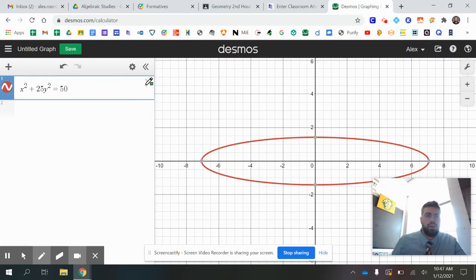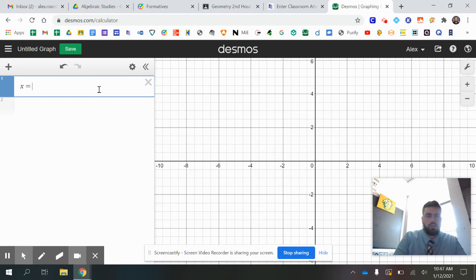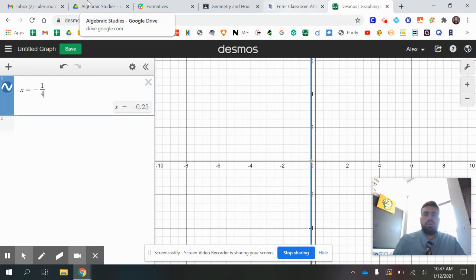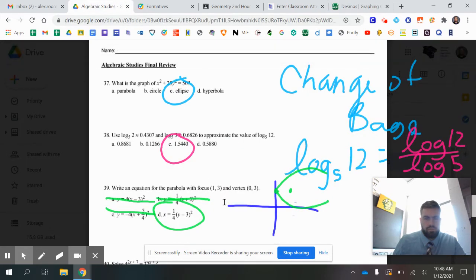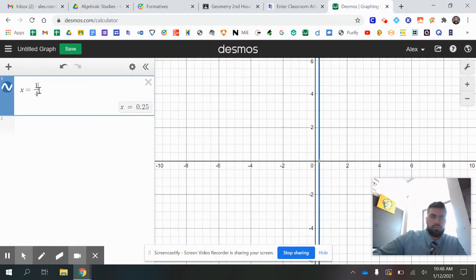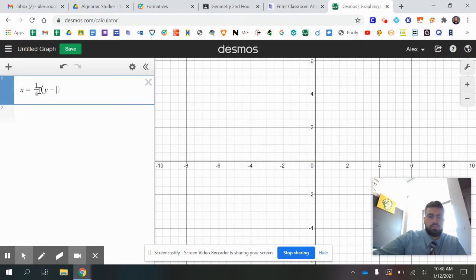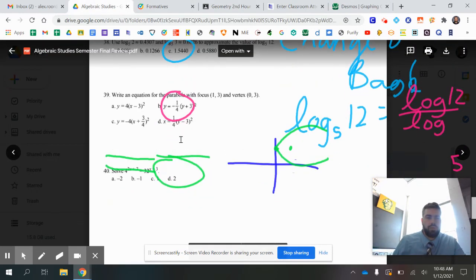And so we go here and we say, okay, x equals negative 1/4. Or no, positive 1/4, (y minus 3) quantity squared. And there we go. So (0, 3) is my vertex. My focus would be right in there. And so we know for sure we did this one right. Okay. All right, very good.